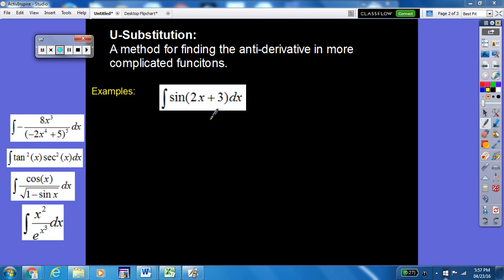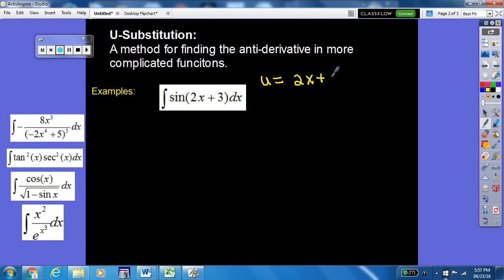The first thing you need to realize is that we have two functions here. We have a sine and we have the inside of the sine, which is 2x plus 3. Some students might be able to do this in their head without this method, but I'll show you how this works with a simple function, and as you can see, we have more examples that work up in level of complexity. We start by first picking what u will equal. In this case, I'm going to let u equal simply 2x plus 3.